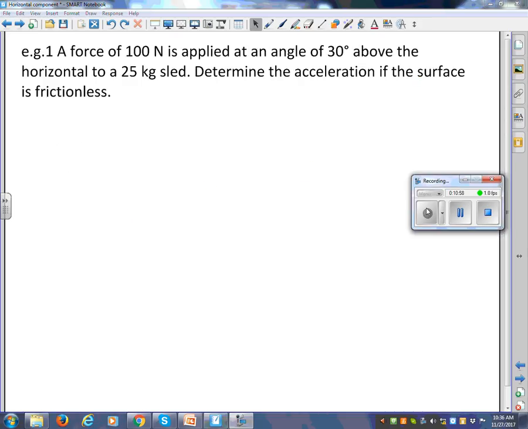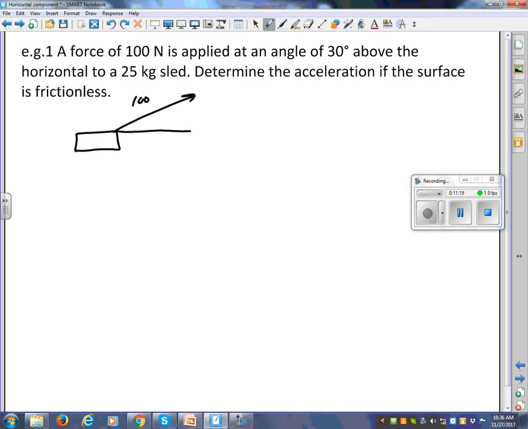Okay, we're just adding one degree of difficulty. We have a force of 100 newtons applied at an angle of 30 degrees above the horizontal to a 25 kilogram sled. Determine the acceleration if the surface is frictionless. So let's draw a free body diagram, and we're going to put our FA of 100, and we've got an angle of 30 degrees.